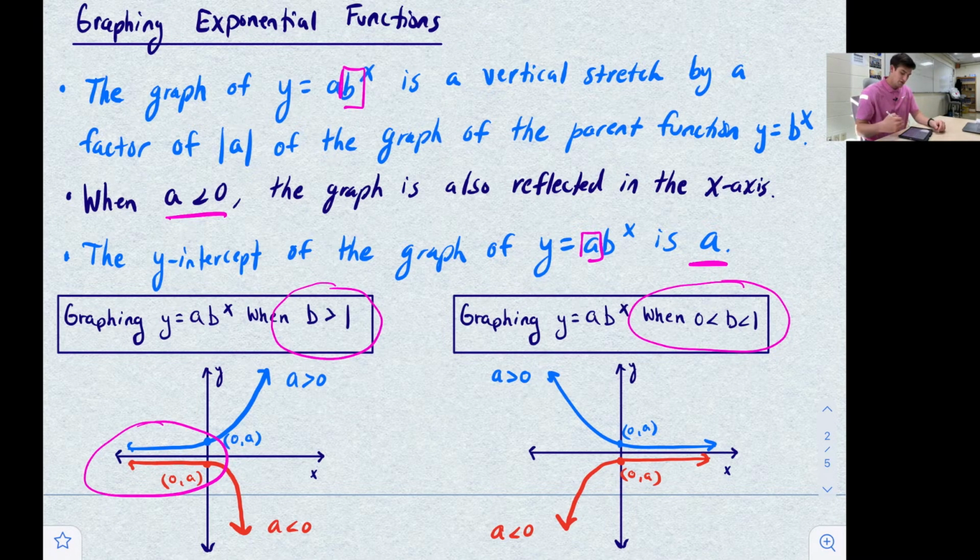Now, if b is between 0 and 1, then that means we're going to have some kind of fraction, right? So if we have a fraction and then we're raising it to an exponent, that's actually going to get smaller, okay? So that's going to cause our graph to flip a little bit, and it's going to mean that our exponential functions are approaching the x-axis to the right, or with positive x values, but once again, approaching it but not crossing it, okay?